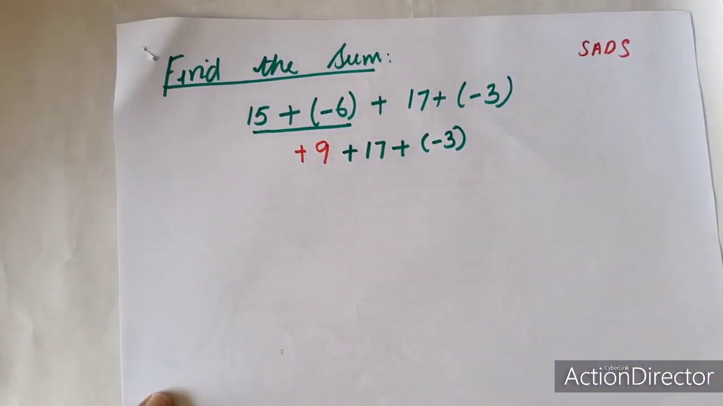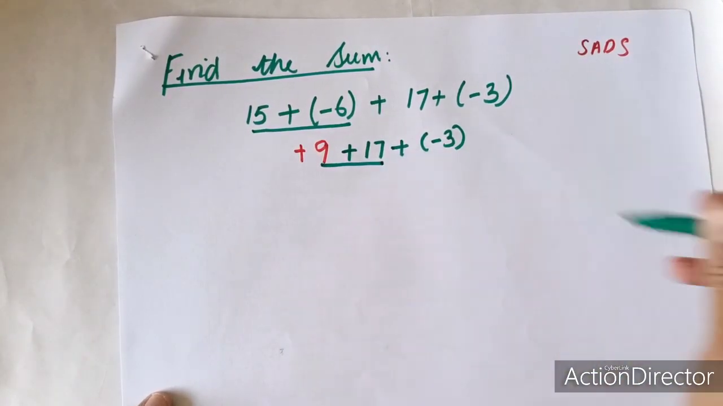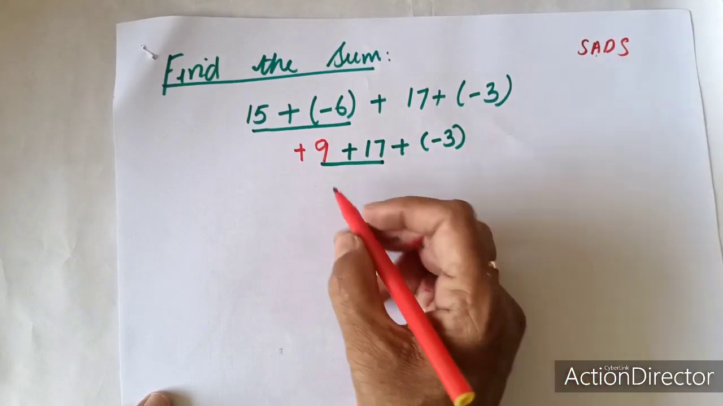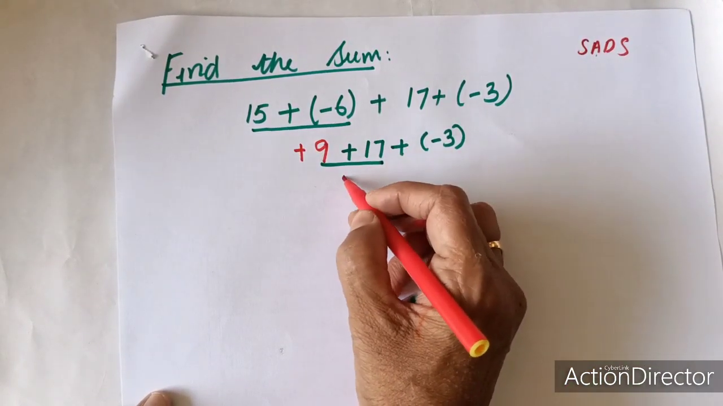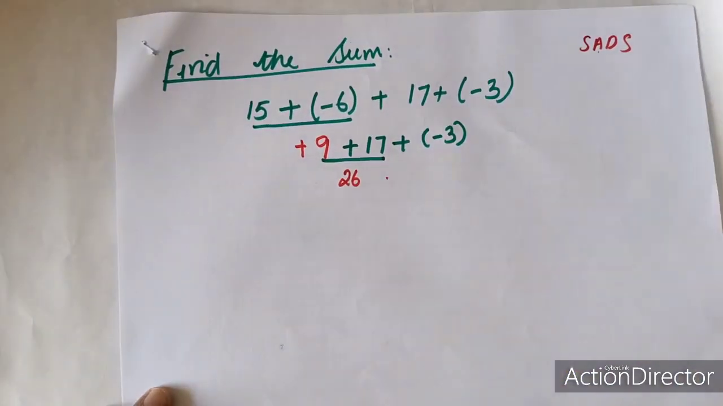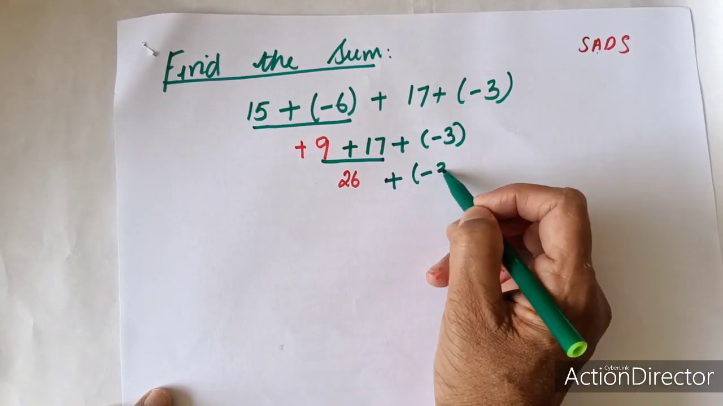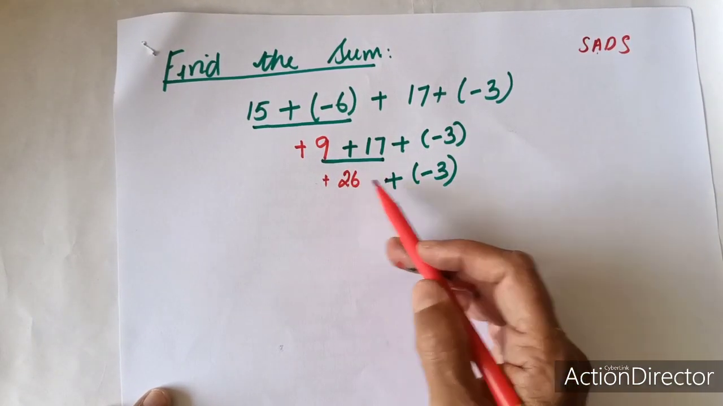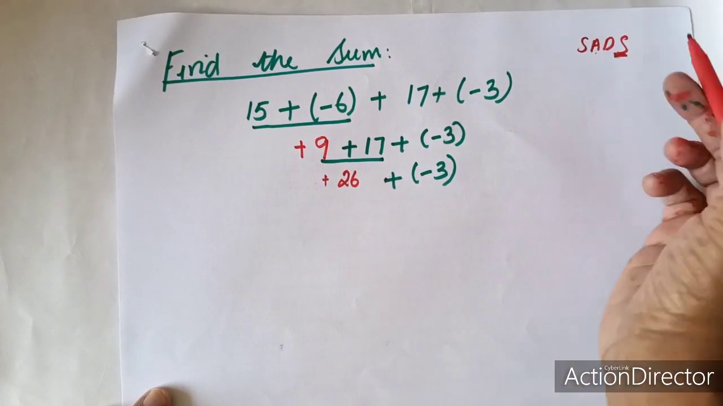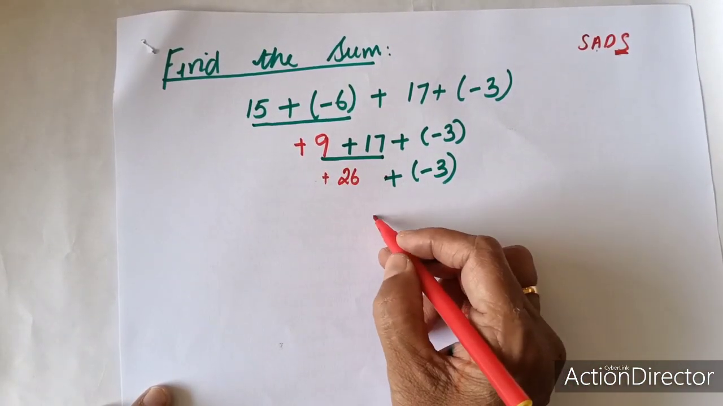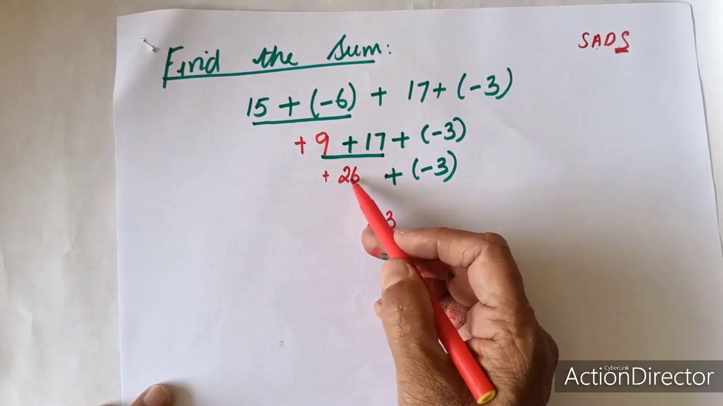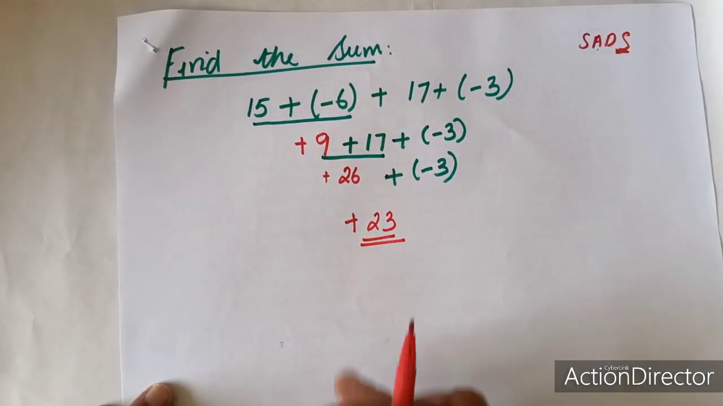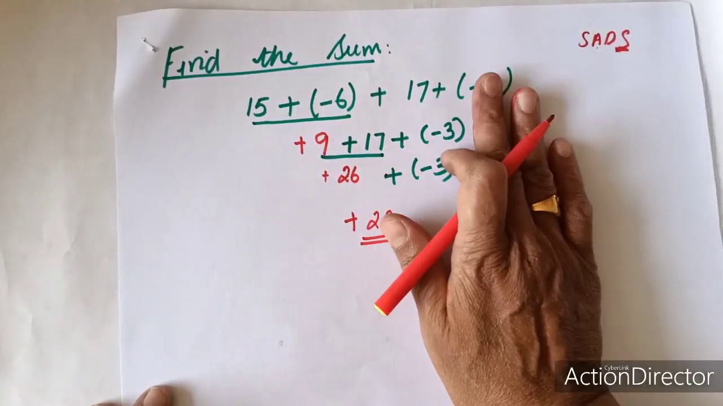Now coming to the next two numbers, we'll be doing these two. What is plus and plus? Same sign, add. So 9 plus 17 is 26. Repeat the next number, 26 plus minus 3. Here 26 is plus and here it is minus 3. So different sign is subtract. 26 minus 3 is 23. And the sign of the bigger number is plus. So my answer is plus 23. This is how you do it when you have more than two integers.